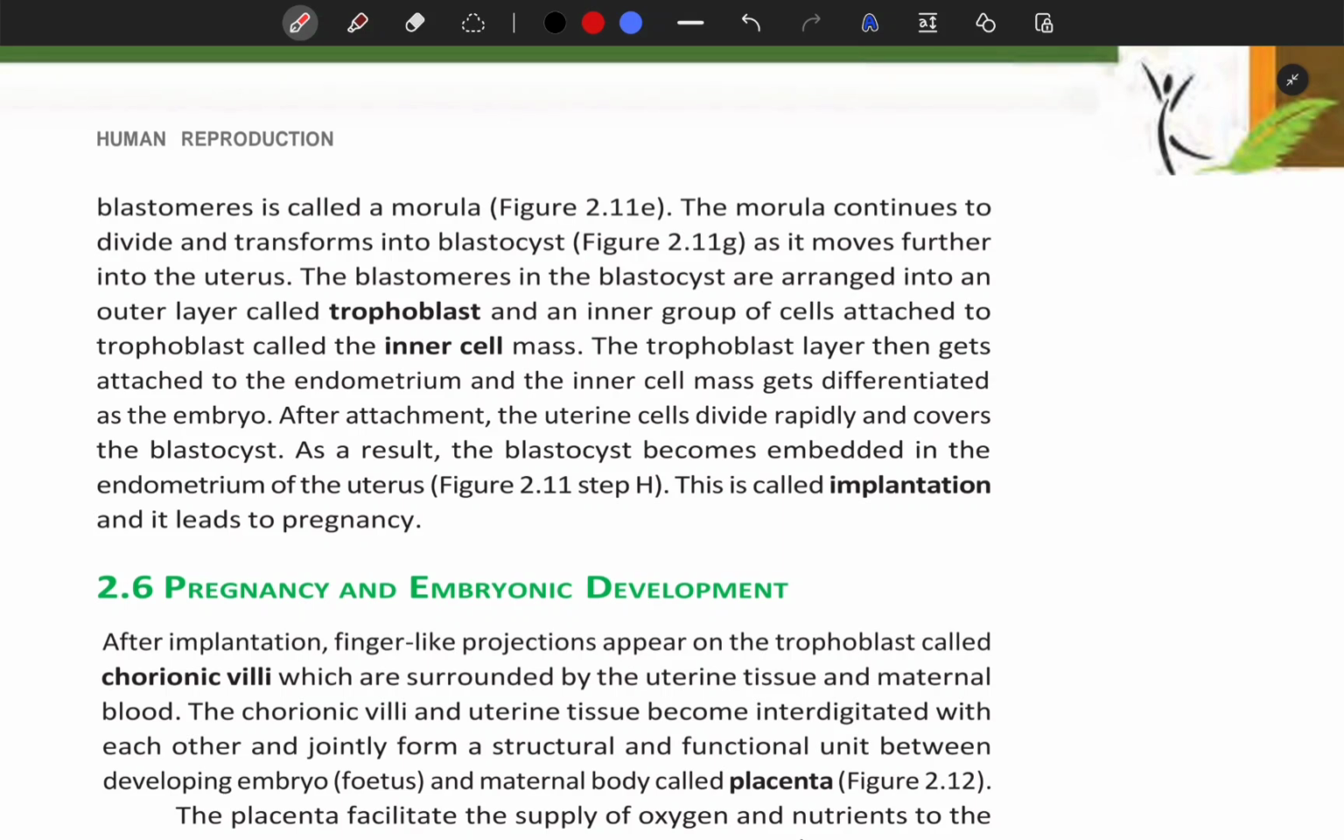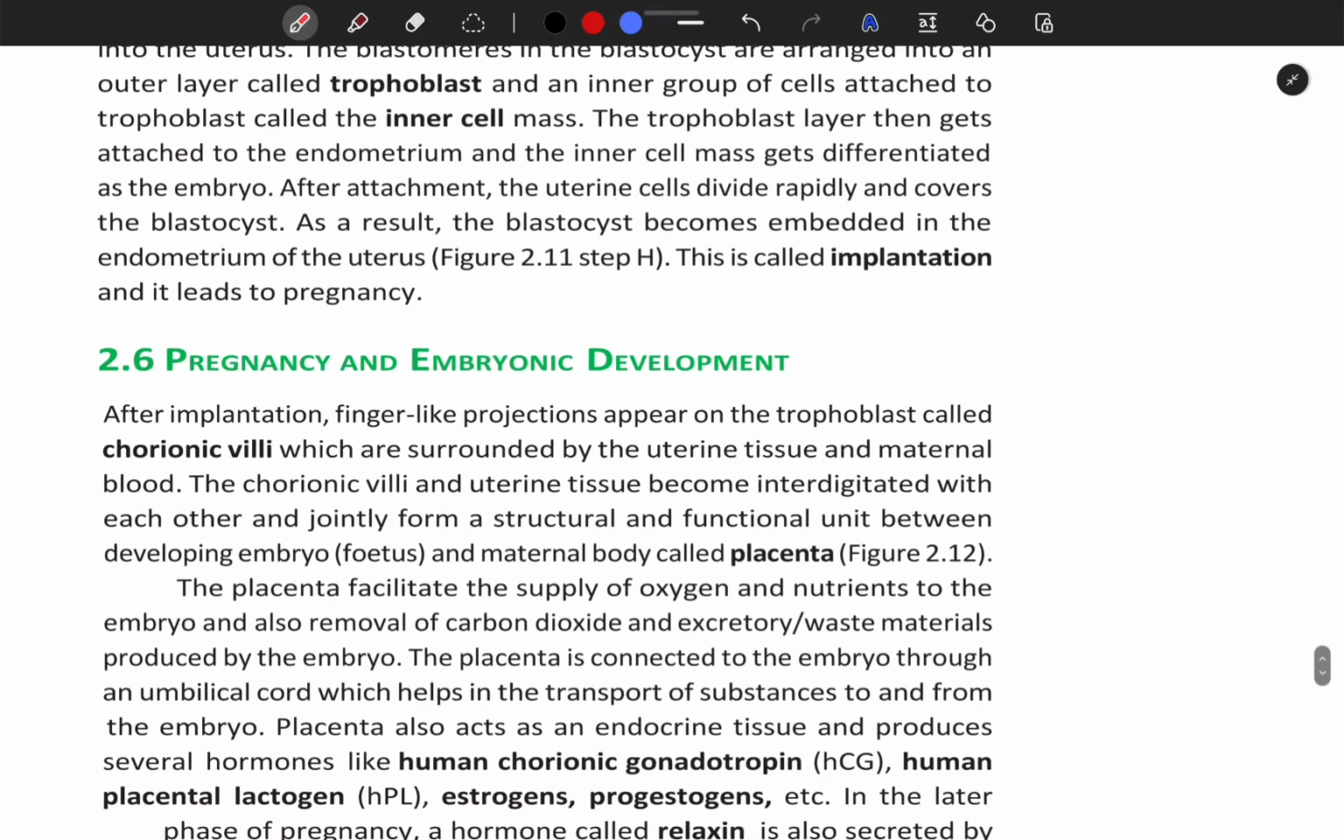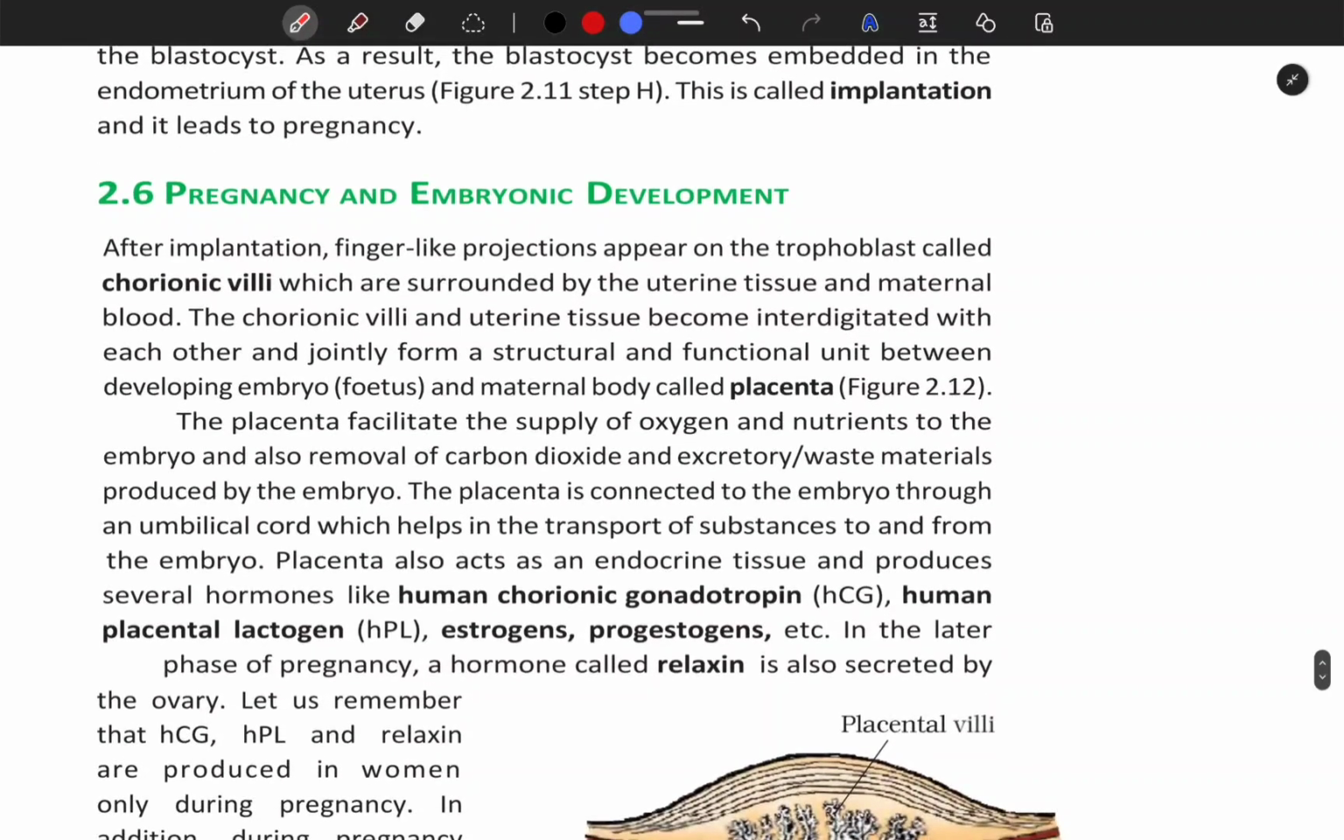The trophoblast layer then gets attached to the endometrium and the inner cell mass gets differentiated as the embryo. After attachment, the uterine cells divide rapidly and cover the blastocyst. As a result, the blastocyst becomes embedded in the endometrium of the uterus. This is called implantation and it leads to pregnancy. 2.6 Pregnancy and embryonic development.